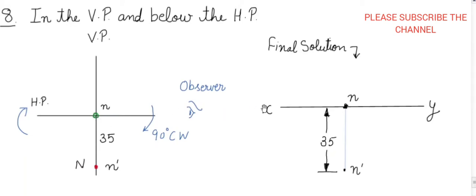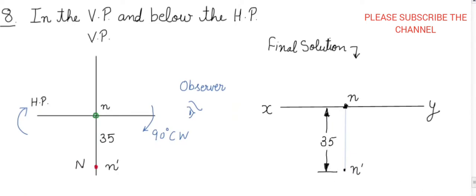So what will be the final solution? Draw a reference line XY with the help of an H pencil and mark the top view with the help of an H pencil, this dot. And this blue color shows the line should be very light, drawn with the help of a 2H pencil. And just below, small n dash is also marked. Distance is taken as 35 mm.